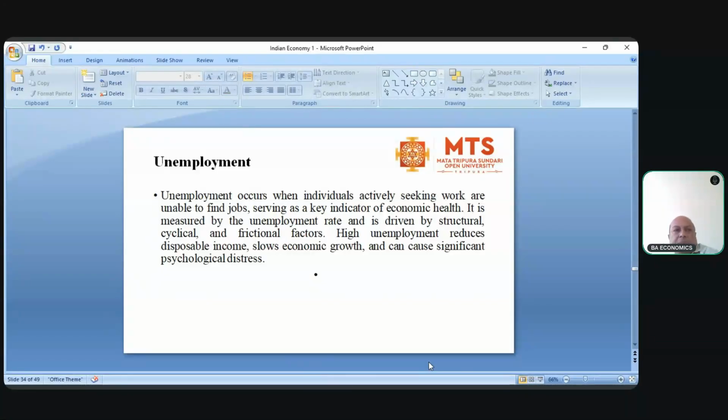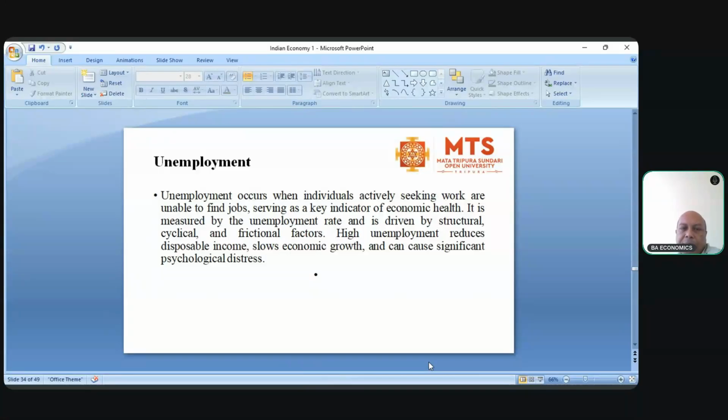So, what is known as unemployment? Unemployed persons are those people who are searching for a job and who are willing to work at the current existing wage rate, but they are unable to find any job. They are willing to work but unable to get any job at the current existing wage rate. That is what is meant by unemployment.